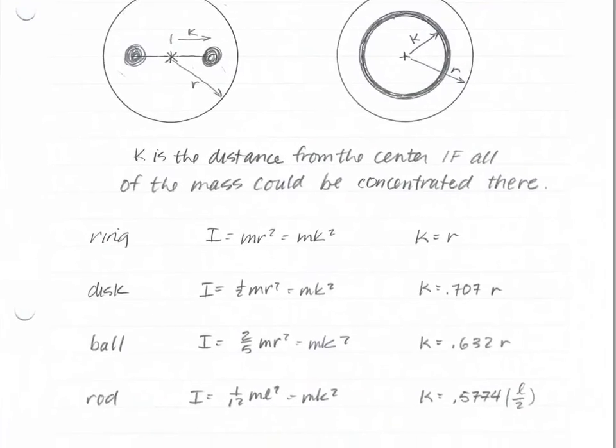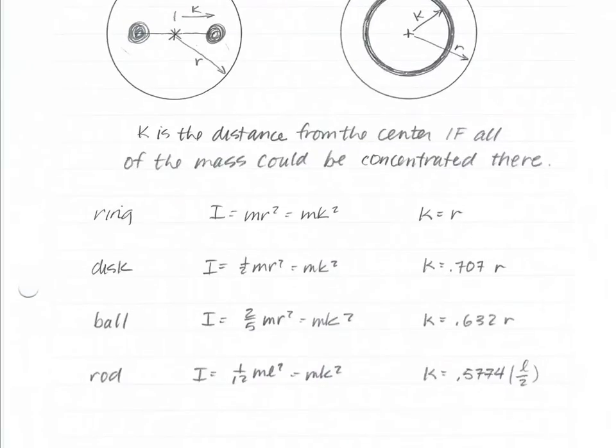And we can find out the k value of a variety of common shapes. Here we have a ring, and we know that it's mr squared. We've already talked about k is equal to R for a ring. Well, what's the k value for a disk? Well, 1/2 mr squared is equal to mk squared. And we can compute k is equal to 0.707 R, or for a ball 0.632 R.